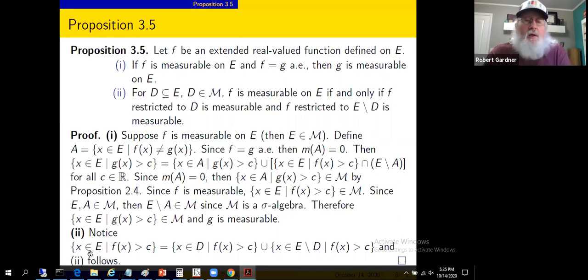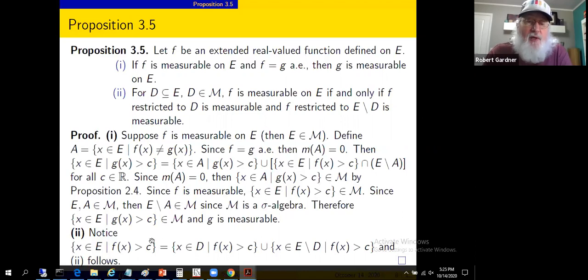Well, if f restricted to D is measurable, then this is measurable. If f restricted to E set minus D is measurable, then this is measurable. That's what it means for function to be measurable. Proposition 3.1, part 1, I think it is. Both of these are measurable. The union is measurable.